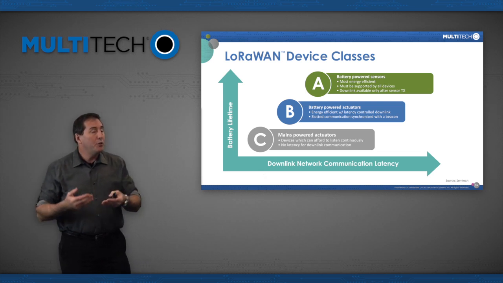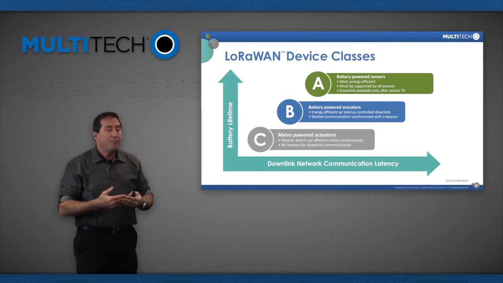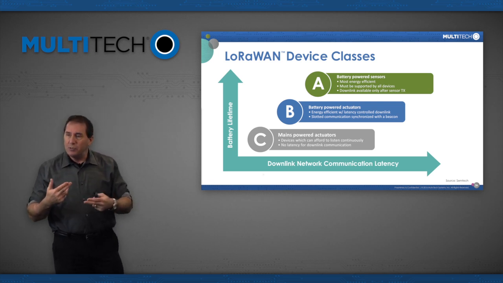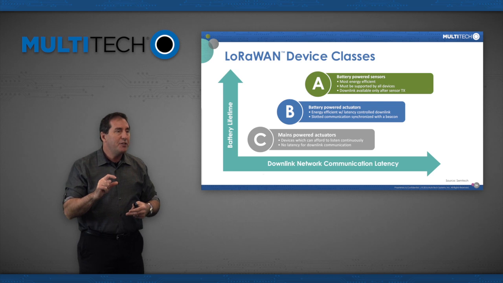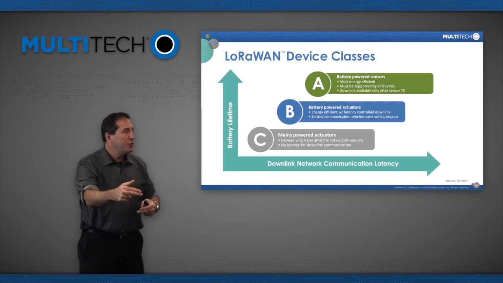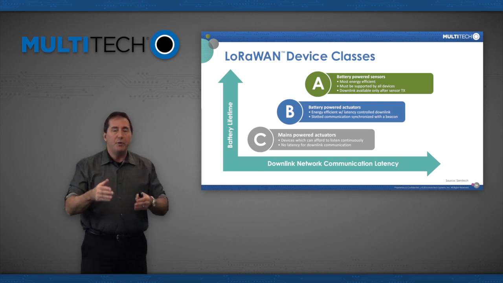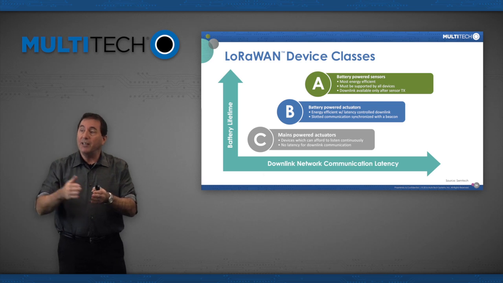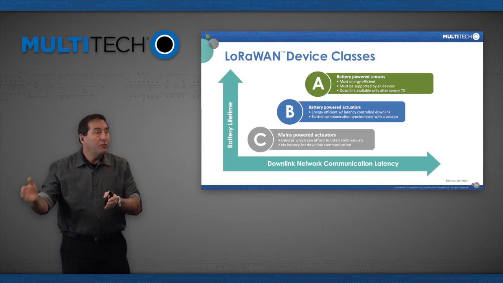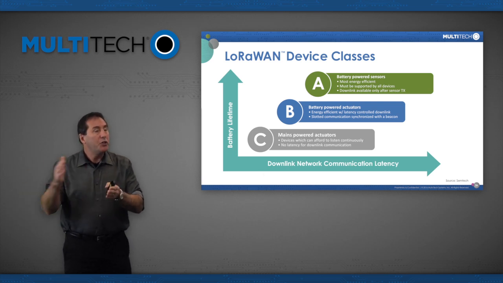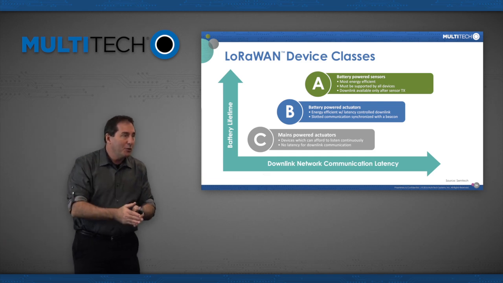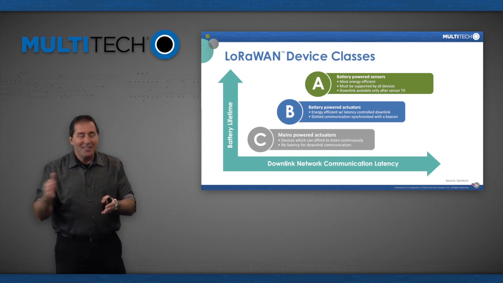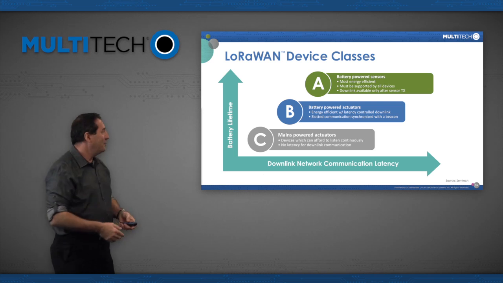So this is when you want to use a Class C, when you want a more responsive system. You want the lowest possible latency for the network to tell the device to do something. Usually that's when the device is controlling something like an actuator. Open the valve, close the valve, shut the nuclear reactor down, turn it back on, right? That's where you want to use a Class C device.